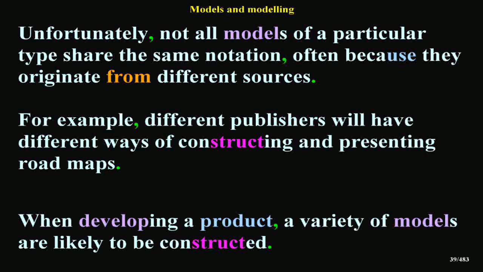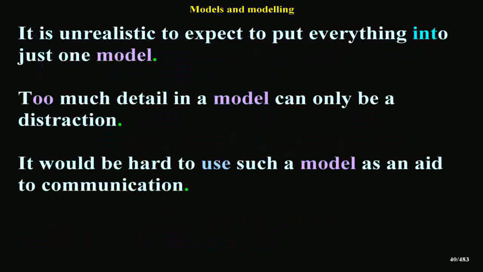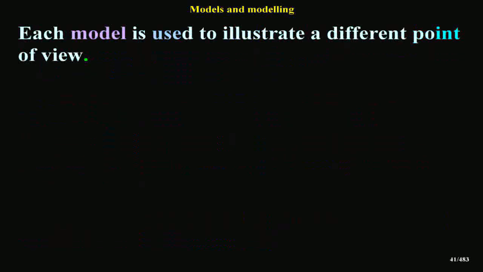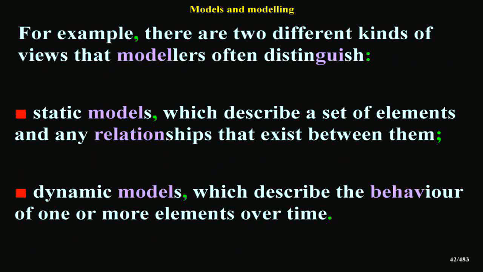When developing a product, a variety of models are likely to be constructed. It is unrealistic to expect to put everything into just one model. Too much detail in a model can only be a distraction. It would be hard to use such a model as an aid to communication. Each model is used to illustrate a different point of view. For example, there are two different kinds of views that modelers often distinguish.